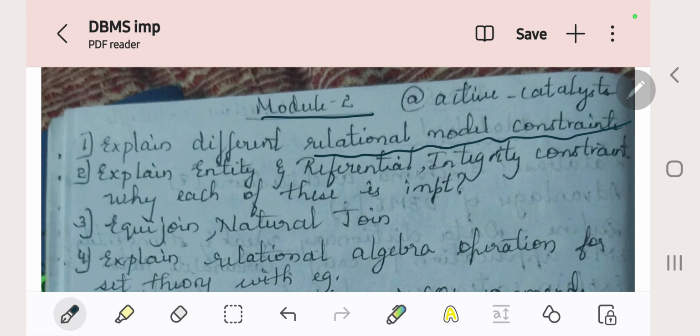First of all, write what is an entity. An entity is a thing in the real world which has independent existence. Then the referential integrity constraint: why each of these is important. If this integrity constraint were not there, what would happen? That you have to explain.